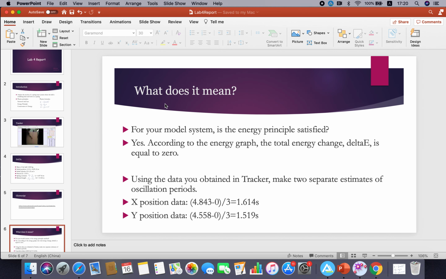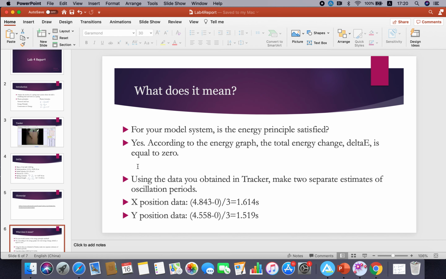For the what-does-it-mean questions, the first one is, for your model system, is the energy principle satisfied? Yes, because according to the energy graph, the total energy change delta E, which is the sum of the 3 energy changes, is equal to 0, which corresponds to the energy principle.